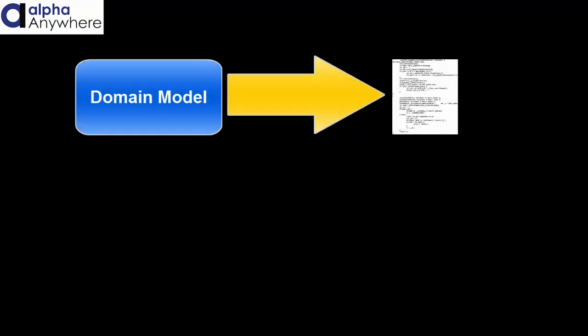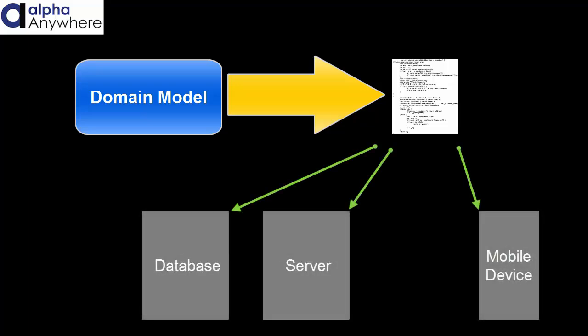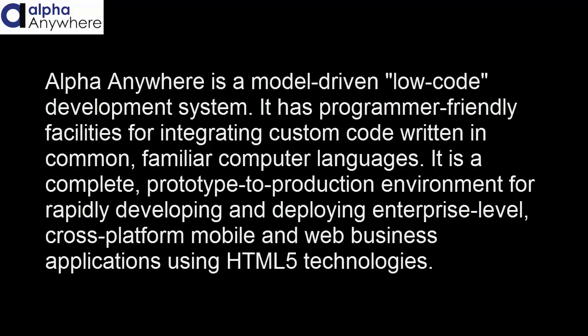Another important characteristic of Alpha Anywhere is that the low-code system extends to both the server code as well as the client code. Everything from access to SQL and other databases through communication between client and server to the code that runs in a browser or on a mobile device can all be created using appropriate low-code models with optional custom code. To summarize, Alpha Anywhere is a model-driven, low-code development system. It has programmer-friendly facilities for integrating custom code written in common, familiar computer languages. It is a complete prototype-to-production environment for rapidly developing and deploying enterprise-level, cross-platform, mobile, and web business applications using HTML5 technologies.